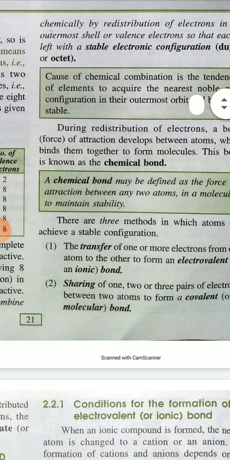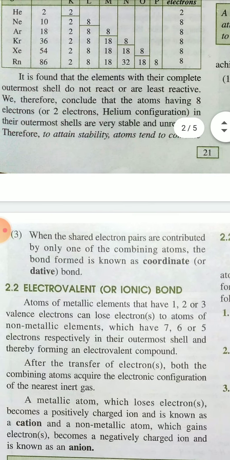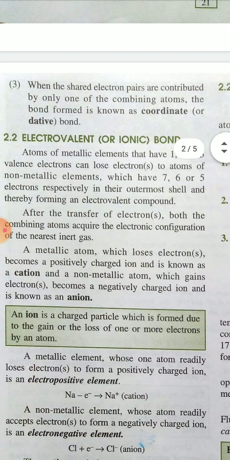And third case, when the shared electron pair is contributed by only one of the combining atoms, the bond formed is known as a coordinate bond or dative bond. In a dative bond, two electrons are shared, but both come from one component only.